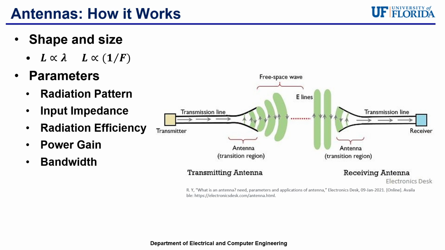The figure on the right demonstrates the antennas in action, where the electrical signals from the transmitter go through the transmission line and then are transitioned into waves by the antenna, and then vice versa, being received by the antenna and then transitioned back into electrical signals for the receiver.